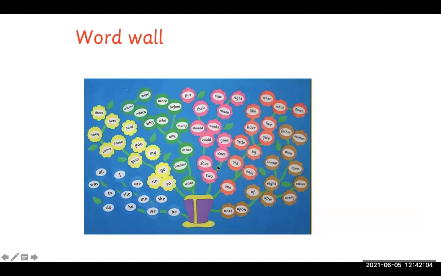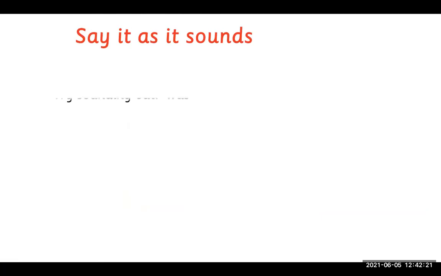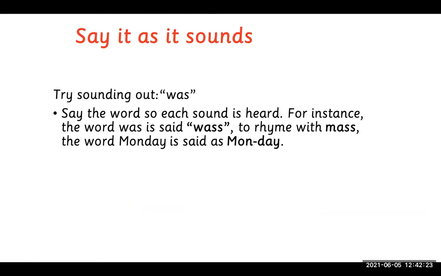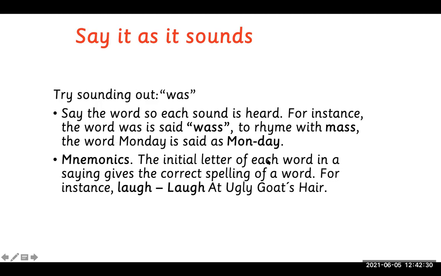This is the word wall for Jolly Phonics tricky words. First set: blue, yellow, green, pink, red, brown. And then we have the say it as it sounds method. As I have explained, try saying it with different patterns. And then we have this method using the initial letter, and it's fun as well.